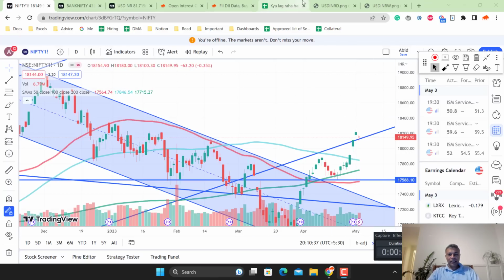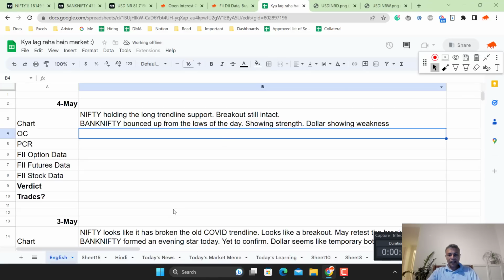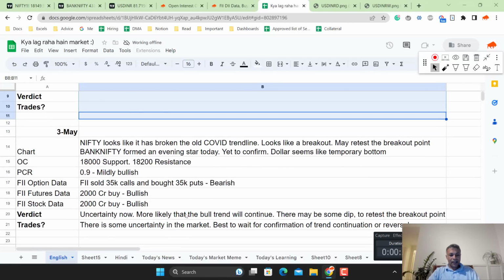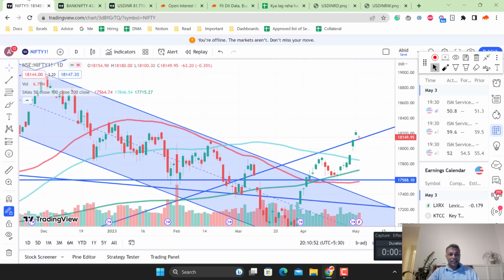If you look at yesterday's analysis, we had predicted that a dip will happen, but we also said that the dip might not sustain. Most likely the bull trend will continue. There may be some dip and it will trace a breakout point, right? Exactly like we predicted. Today as soon as the market opened, it came down a little bit like this and it has tested the point from where the breakout has happened.